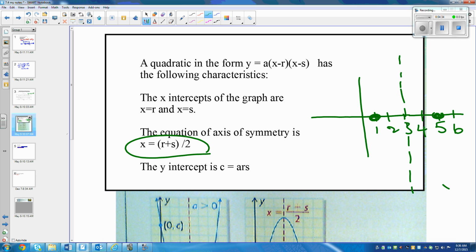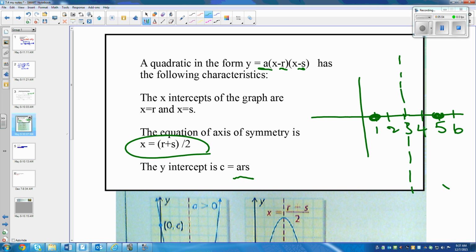Okay? Now, how do you come up with the y-intercept? The y-intercept is really easy to come up with because it's the last number, right? And so if you were to expand everything out, it would be the last number multiplied and added together, right? So that last number is the value of a times the value of r times the value of s. Okay?